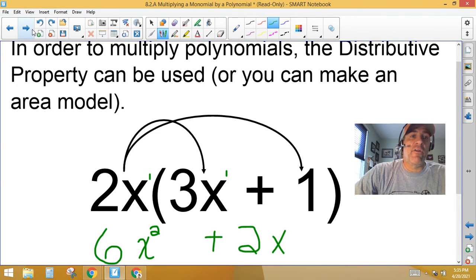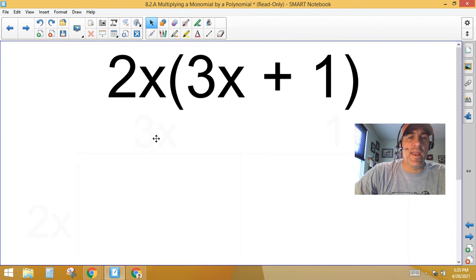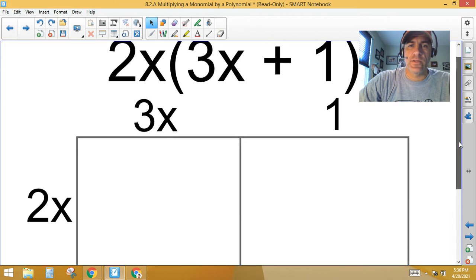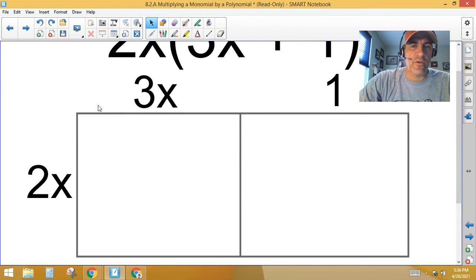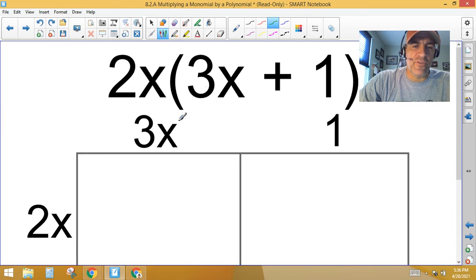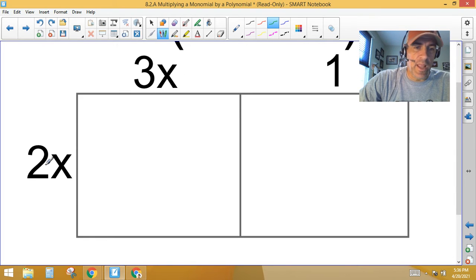Now, let me show you how to make an area model for this. Same thing. An area model is a two-dimensional figure. We use a rectangle because I'm multiplying two things together. I make my rectangle and I cut it. It doesn't matter if I do my top versus my side on either the first term or the second term. I took my 2x and I'm going to make it the height of this rectangle. I take my 3x plus 1, that's going to be the width, but I just split it into 3x and a 1.